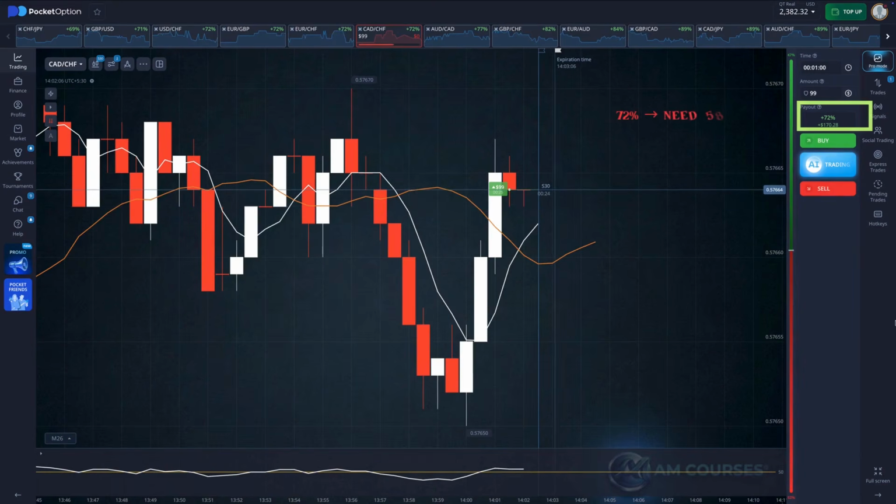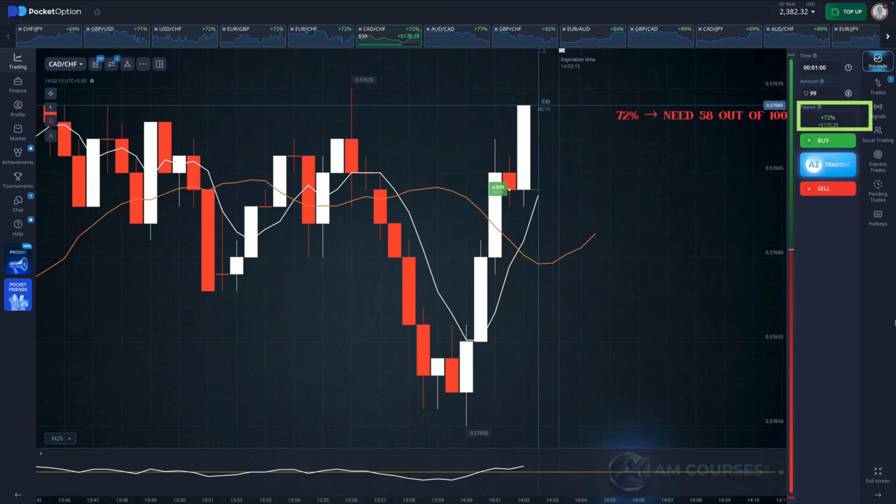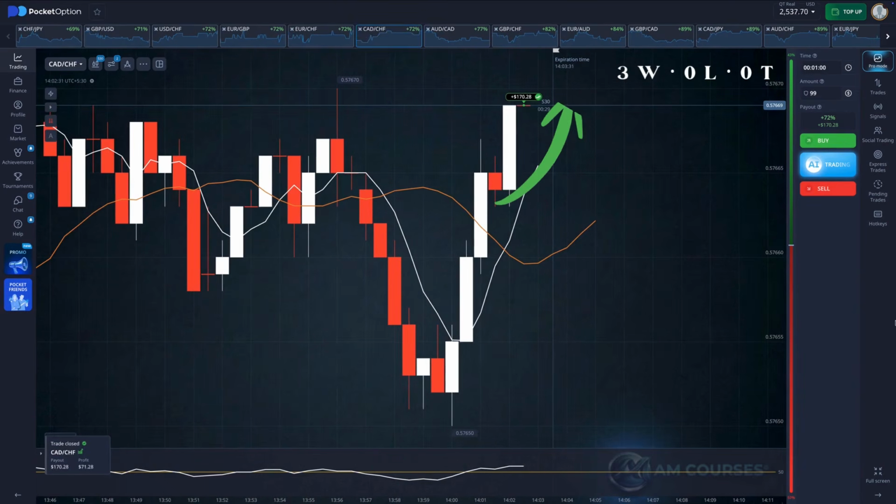One honest note. This pair was paying 72%, which is on the lower side. I took it anyway because the signal was this clean. That is a trade-off, and you should know when you are making it. Price keeps moving up. The trade closes above where I entered. First one done. Rules followed exactly, start to finish.